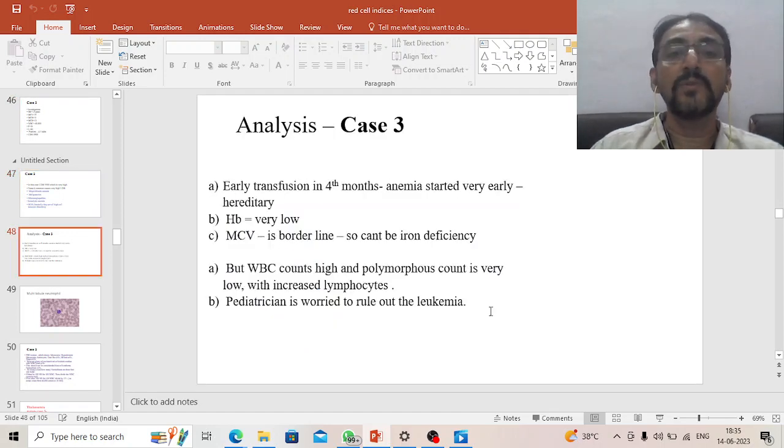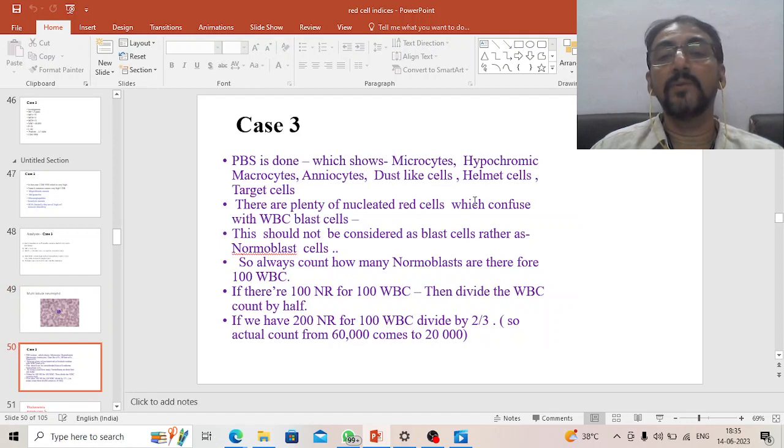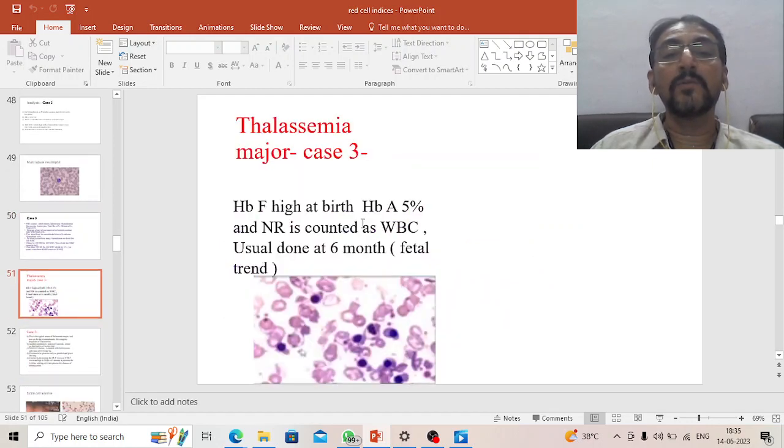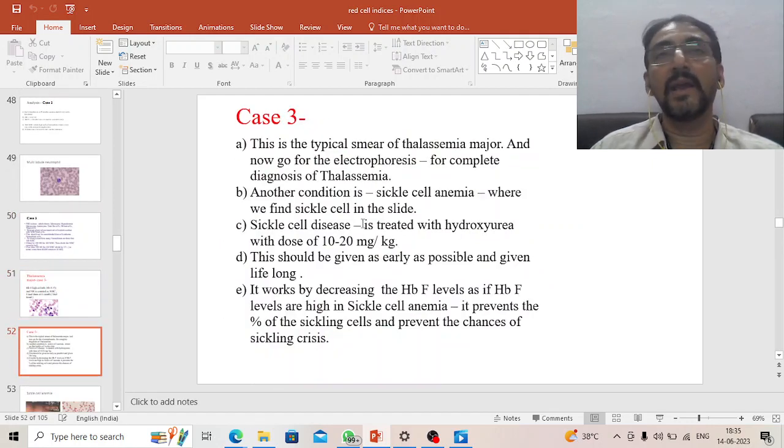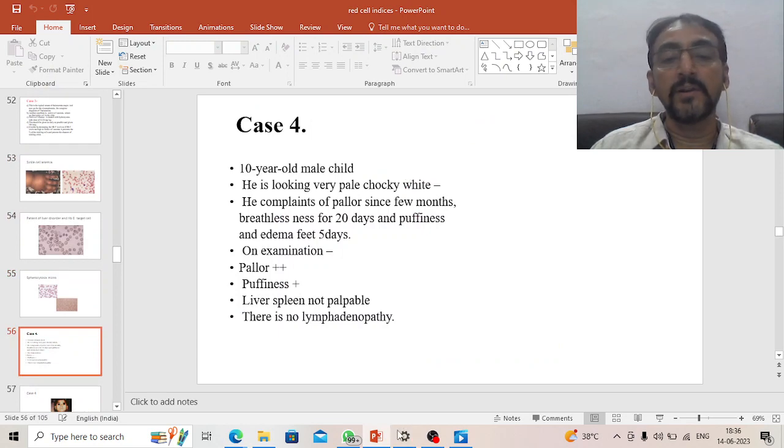So this is how actually we have to go for the diagnosis of thalassemia. In thalassemia, I have told here that we have to go for the electrophoresis, after which we come to know the actual fact. Okay, with the RBC fragility test, we can identify whether it is thalassemia or not. So this is about another important case.